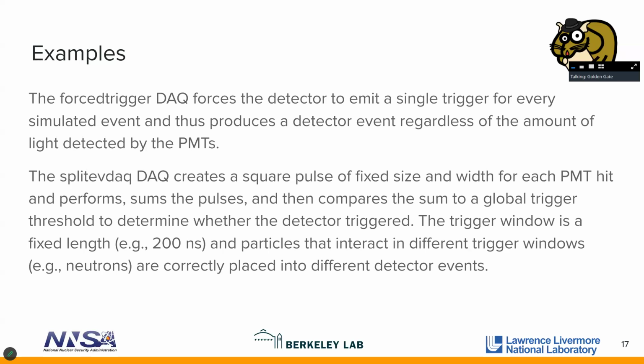This also has general use. Maybe your calibration source you've deployed just causes the detector to trigger every time it produces an external signal. It causes the detector to trigger. Then you could use the forced trigger to mimic that type of signal.